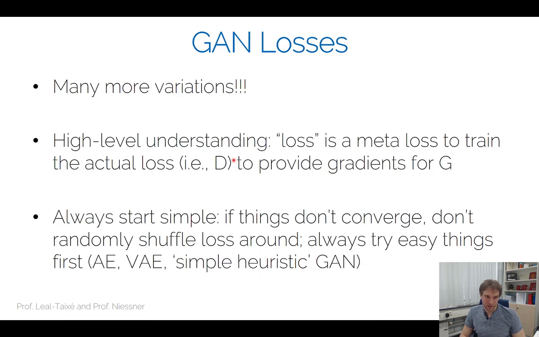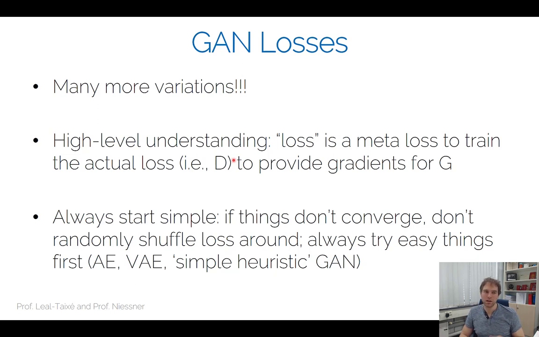Okay, for the losses, there are a lot of variations of GAN losses. There's a high level understanding in meta losses, training, stuff like that, right? But the practical thing is that D provides the gradients, right? D is our learned loss, as we motivated at the beginning. D is a learned loss that we use in order to train G. But there's many variations of that, of course.